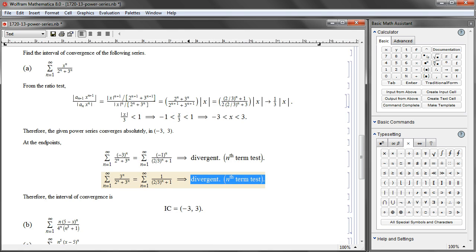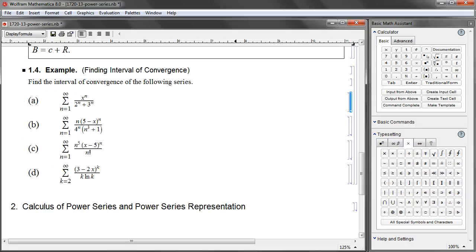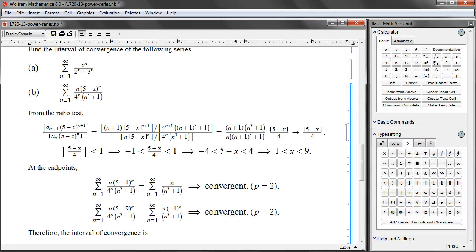Consequently, the interval of convergence is the open interval -3, 3. Is this really a typical case? To a certain degree it is. This kind of cancellation of absolute values and then absolute value of x showing up in the end, that's typical. About the endpoints, that's not really typical. You can have various different types of cases. Here's an example, if I remember correctly, where we have a closed interval.